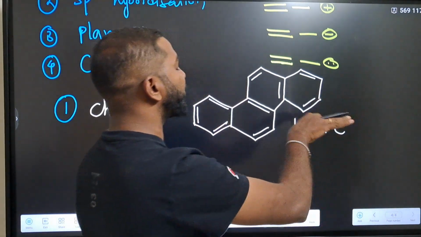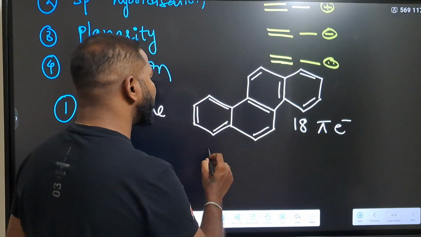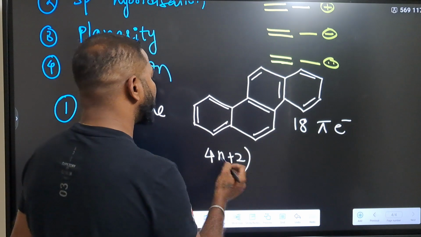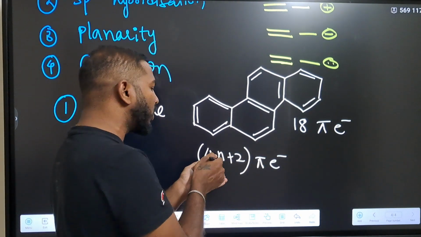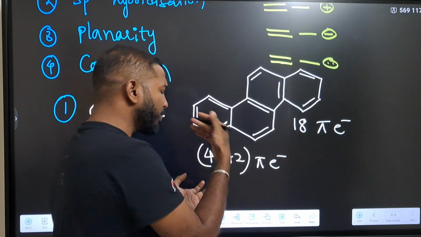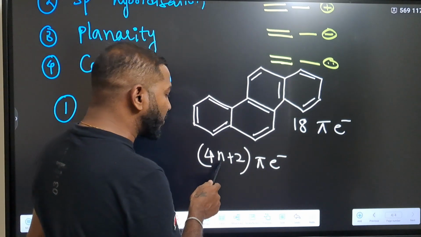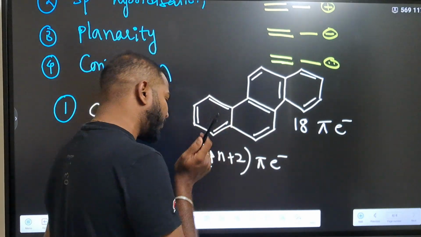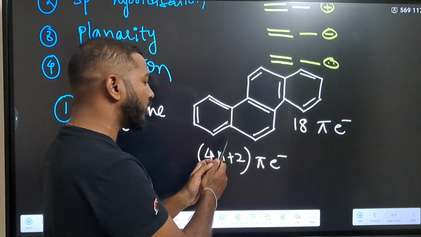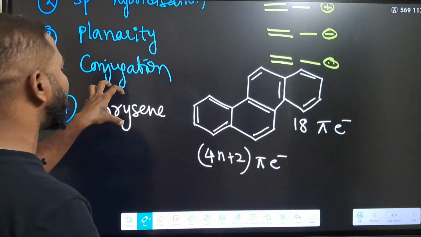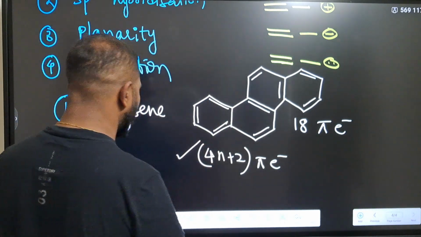Now how do we see whether chrysene follows Huckel's rule or not? The rule is 4n plus 2 pi electrons. Substitute whole numbers in place of n and check whether we get 18 pi electrons. If you substitute 4 for n, it comes out as 18 pi electrons: 4 times 4 is 16, plus 2. This means that chrysene follows Huckel's rule. So the first point is done.